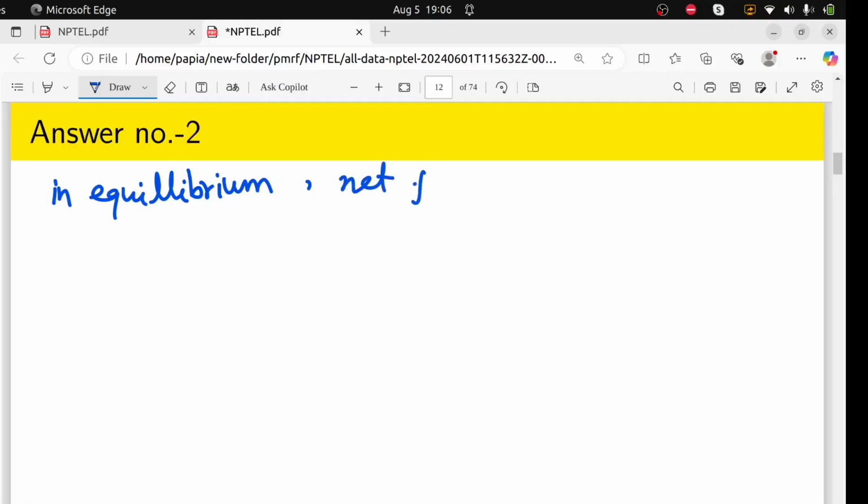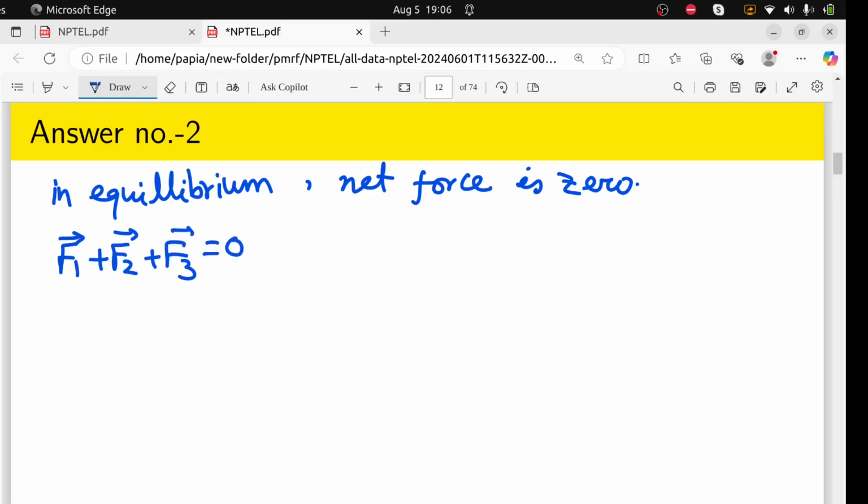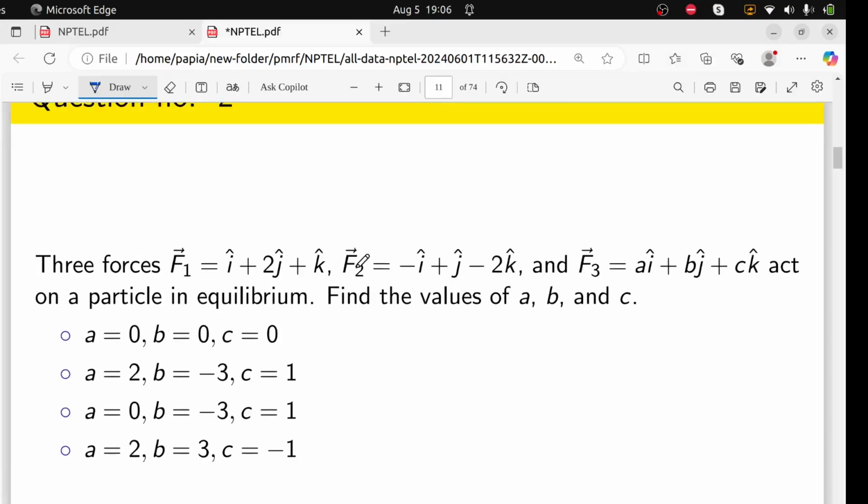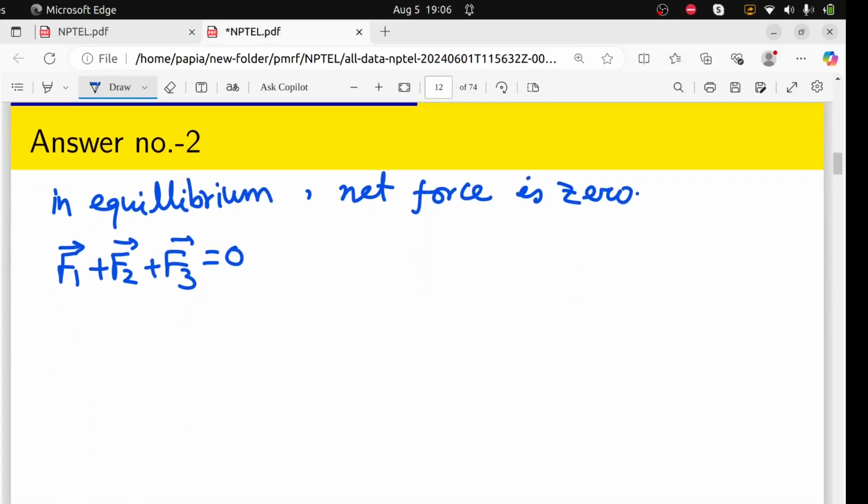Net force is 0, means F1 plus F2 plus F3 equals 0. Okay, so let me write here F1, F2 and F3. F1, F2, F3 were what? 1, 2, 1, minus 1, 1, minus 2.